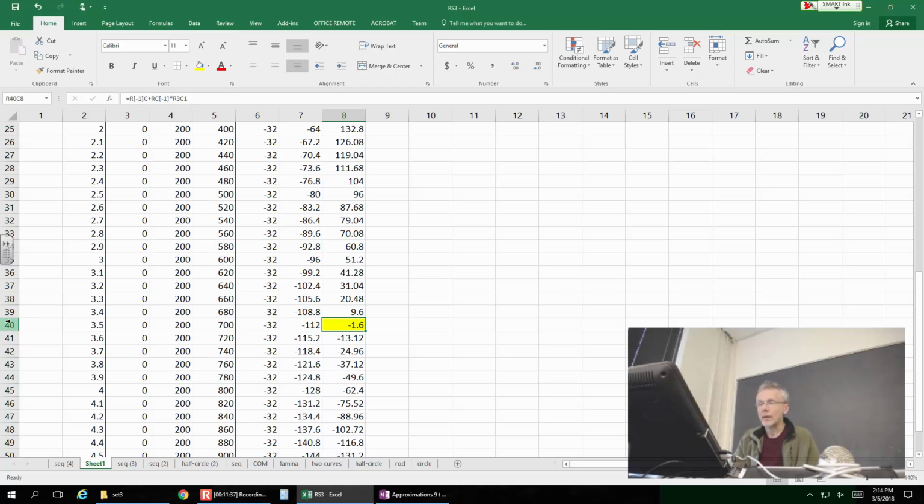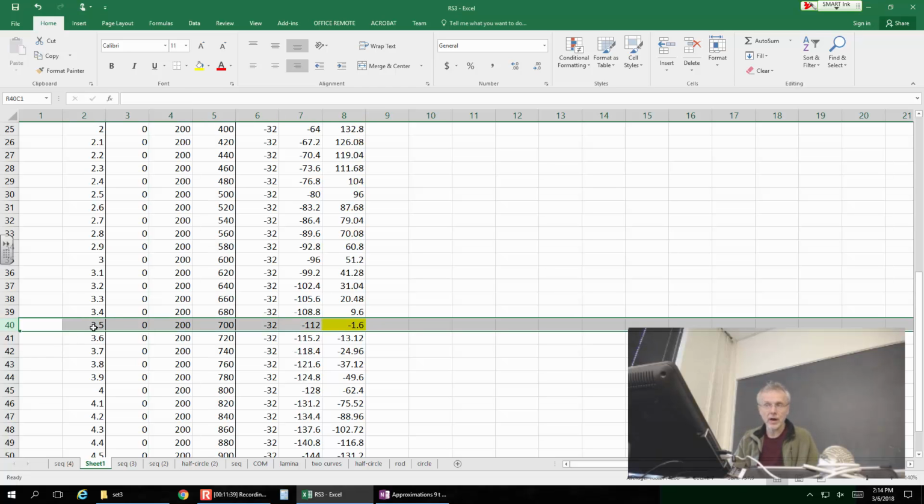Then looking at the rest of the values here, the time is 3.5 seconds, since the horizontal velocity remains 200, the horizontal location is 700. So that's where it ended. That's how far it went. And the vertical velocity is negative 112. So you can ask different questions of the same kind.